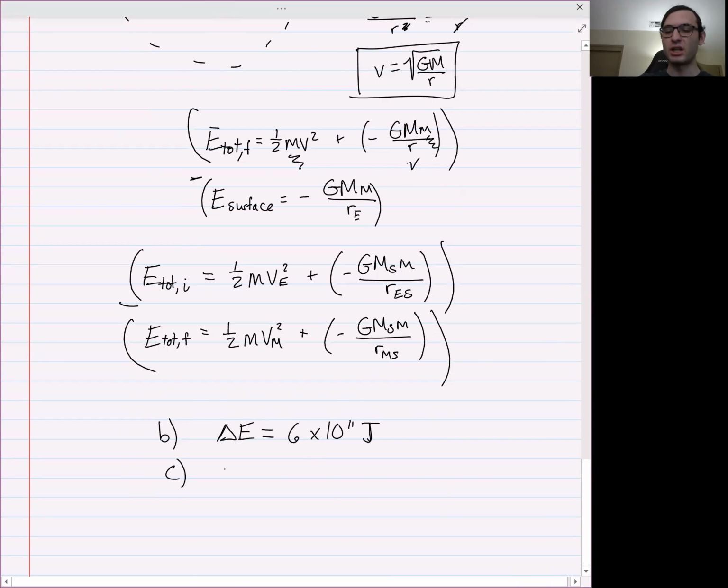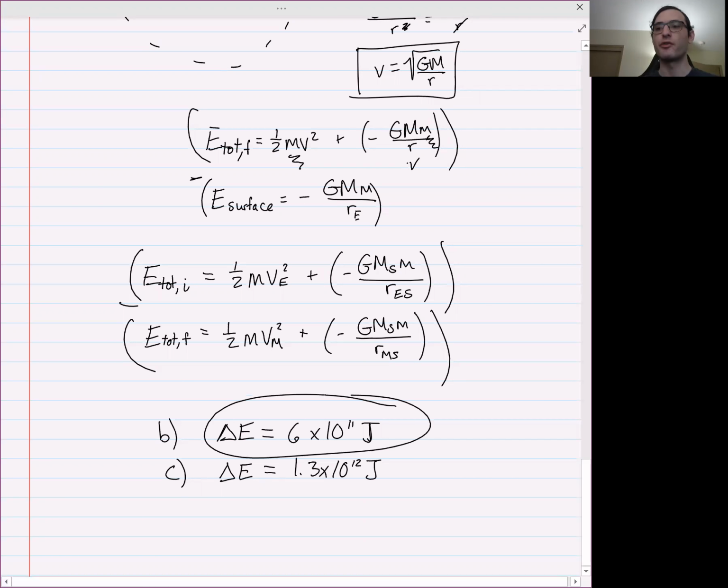And then for part C, you find that the energy to go from Earth's orbit to Mars's orbit is like 1.3 times 10 to the 12th joules. The whole purpose of this exercise is to compare these two numbers. The energy to get away from the Earth is only slightly less than half of the energy to go from Earth to Mars.